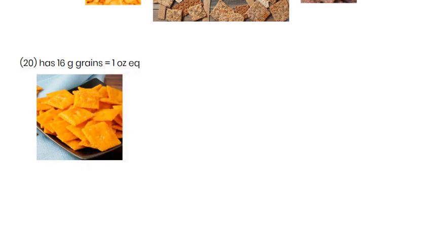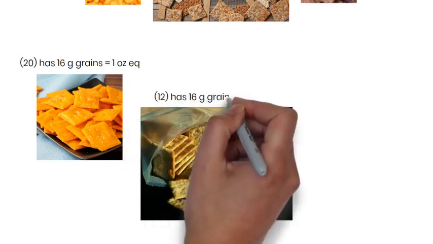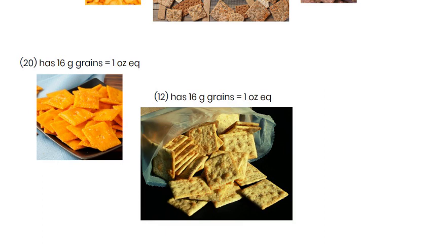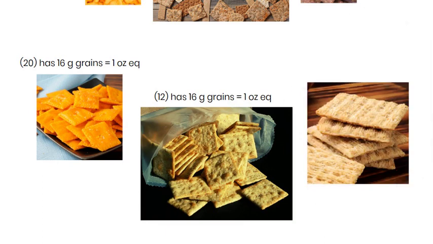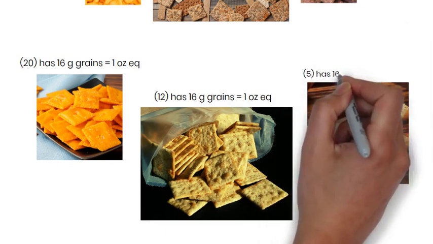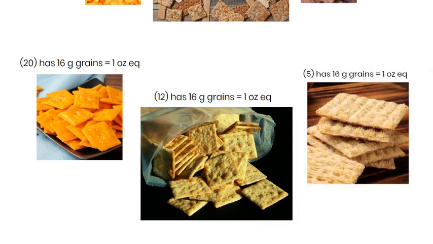For example, 20 small cheese crackers contains 16 grams of grain. So 20 small cheese crackers equals 1 ounce equivalent. 12 thin wheat crackers contain 16 grams of grains and equals 1 ounce equivalent. Finally, 5 woven whole wheat crackers are needed to provide 16 grams of grains, or 1 ounce equivalent of grains. Notice you need more of the smaller crackers to get 16 grams of grains, and you need fewer of the larger crackers to get 16 grams of grains.